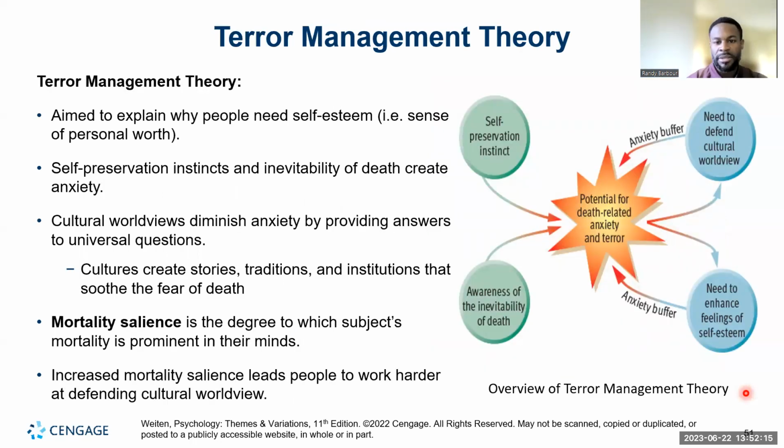One of the other contemporary models here is the terror management theory. Terror management theory helps to explain why people need self-esteem. Self-esteem acts as a buffer for anxiety that we have about death and life and moving through life. So we all have this self-preservation instinct, and this inevitability of death creates anxiety. And the anxiety buffer is the self-esteem, right, that we have about maybe our group that we're in, or a belief, a cultural view that we have.